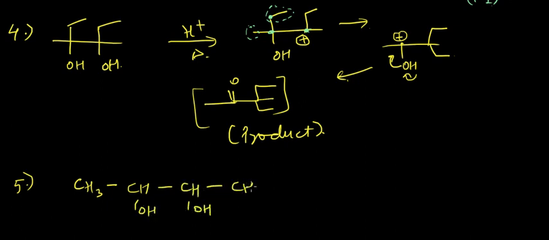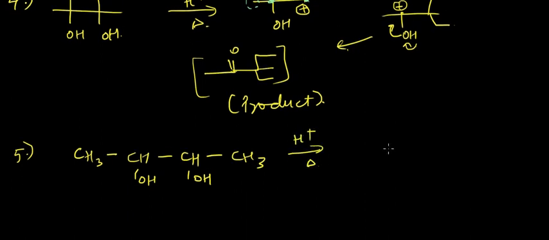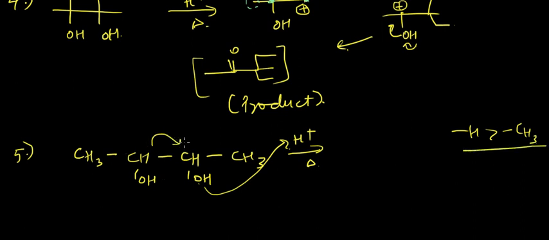OH and CH3. Again, in acidic medium we are heating this compound. Then what will be the final product? Again, this oxygen would attack on this, forming a positive charge here. This H atom would shift because H has better migratory aptitude than CH3. I hope you remember the series. H will shift here, it will get a positive charge, then the lone pair of oxygen will come into the picture.